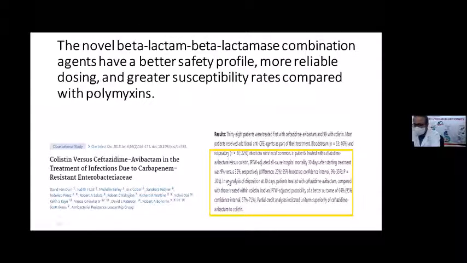In this study, as you can see, it is said that as compared to colistin, ceftazidime avibactam is better to treat with because of the better safety profile and more reliable dosing, because dosing is a very big problem in the case of colistin. Adjustment is required, so it is considered superior to polymyxin if used as a monotherapy, if the infection is non-serious.